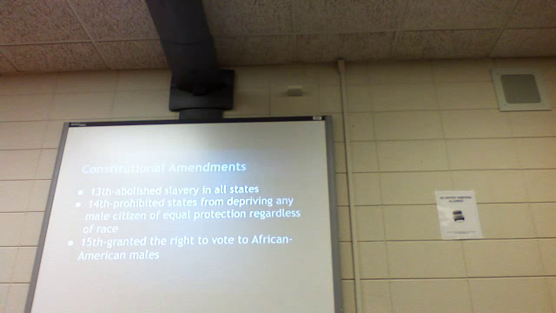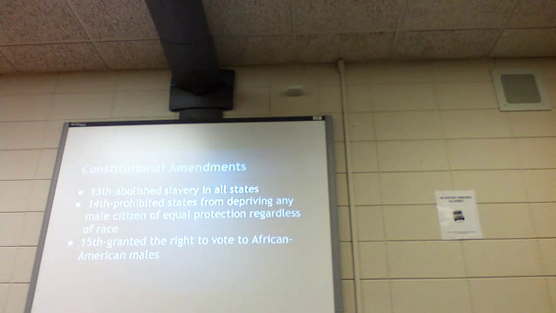If you've seen the movie Lincoln, that came out just a couple years ago, great movie, it is about Lincoln and Congress's efforts to pass the 13th Amendment, which abolished slavery in all states. It abolishes slavery in all states.